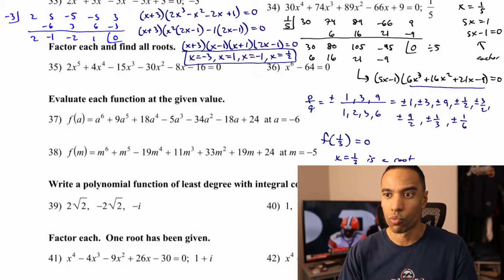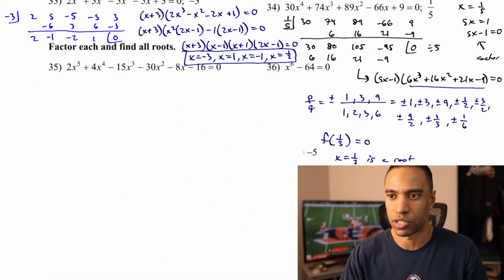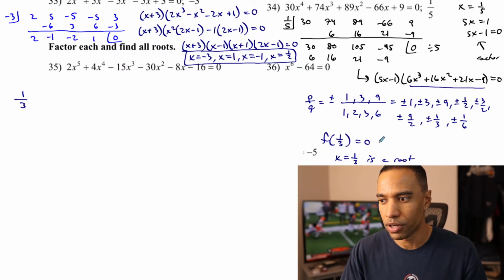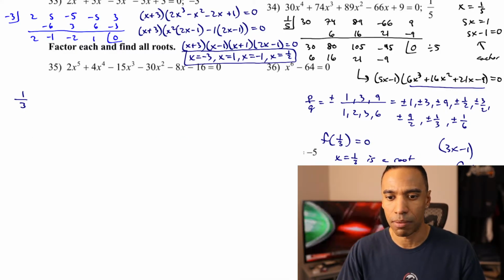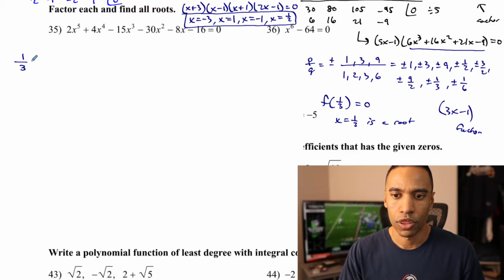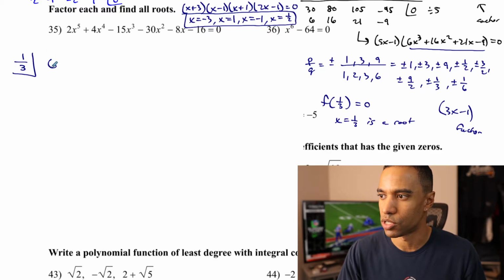This is where room is not of the essence for me, and I'm just going to show some work here. I'll have to erase it later. So let's try 1/3 on it. And remember, if 1/3 is the root, then 3x minus 1 is the factor. I'm multiplying everything by 3 and subtracting 1, all that kind of stuff. So 1/3 is the root. This is probably one of the harder problems I've encountered for my own students here.